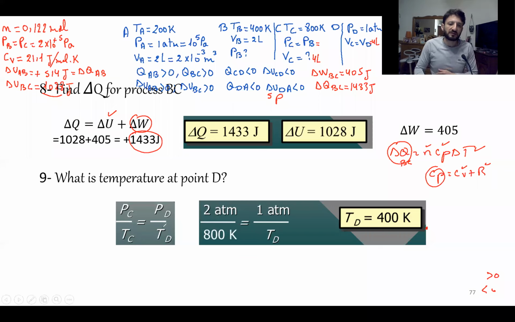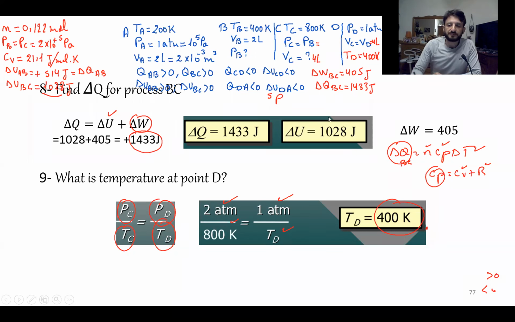You know PV equals nRT. We have the same volume, so we can eliminate the volume. We get finally PC divided by TC equals PD divided by TD. We have the value of PC, TC, PD, and we get finally the value of TD, which is equal to 400. So we can write here TD equals 400 Kelvin. So it's very important to put all the results here. It's clear. You can solve any one directly.